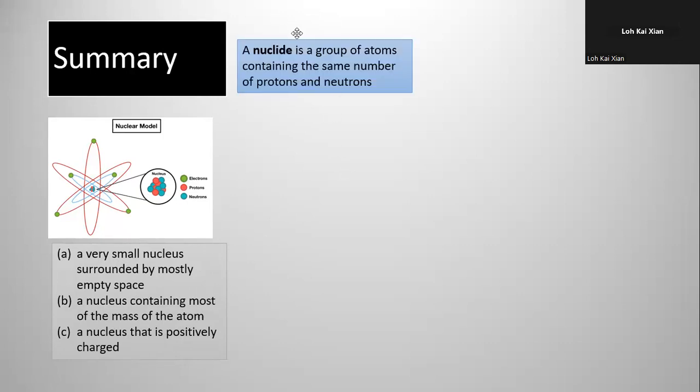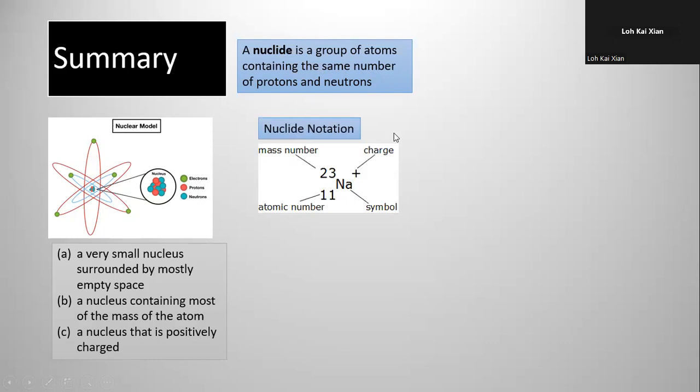Then we introduce the term nuclide. Nuclide basically represents a nucleus, a group of atoms containing the same number of protons and neutrons. Then we come to nuclide notation. This is the mass number or nucleon number. This is the atomic number or proton number. And then there's the chemical symbol. If it's positively charged, then you put a charge there, positive.